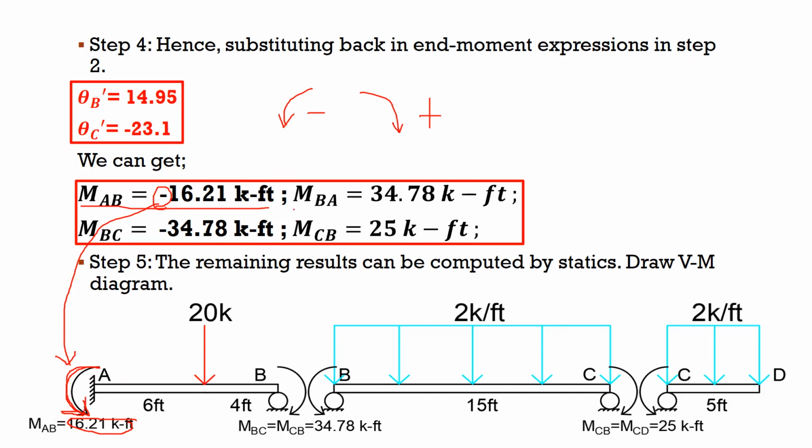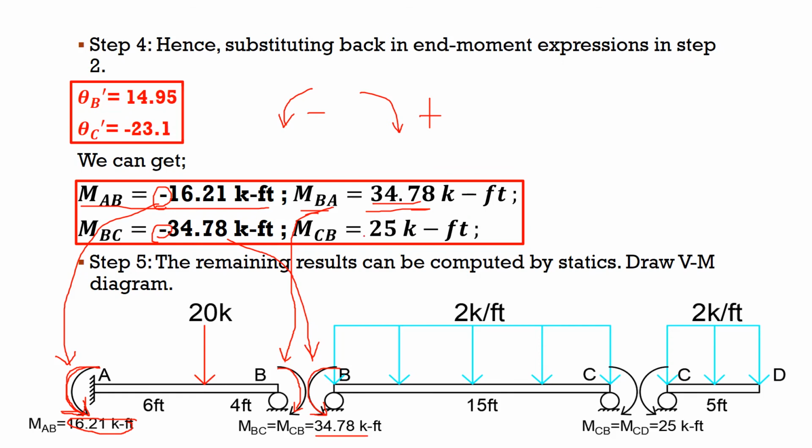The same with BA, guys. So it is positive, 34.78. So expect that your rotation here is clockwise. Okay? Clockwise first. Then for BC, it is negative, guys. So when it gets to the beam, it is counterclockwise. Okay, so it is counterclockwise, 34.78. So the negative sign is carried over, and the negative sign indicates the rotation.